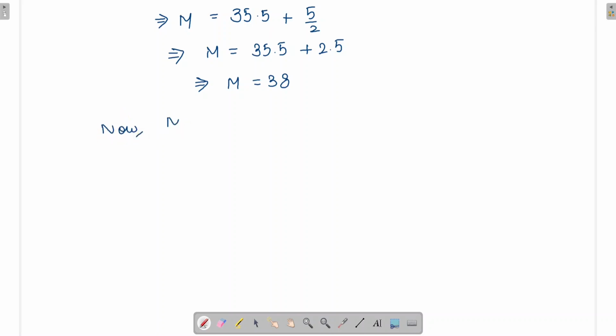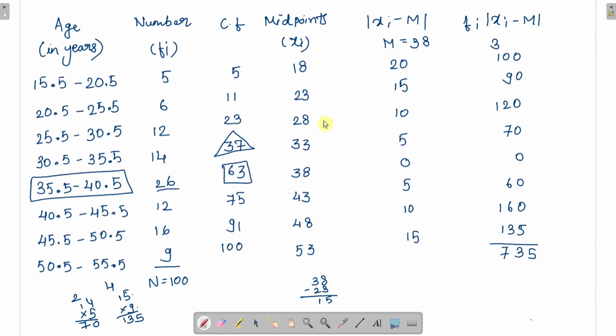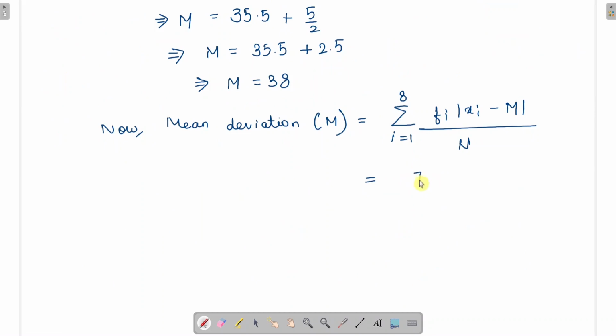So now mean deviation about the median M is equal to summation i going from 1 to 8 fi modulus of xi minus capital M divided by capital N. So this is equal to, so we have found out this sum here, so 735, and then divided by 100 because capital N is 100, so that is nothing but 7.35. Okay, so that is the answer.